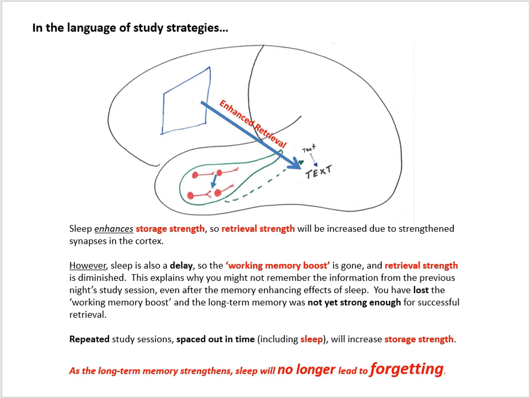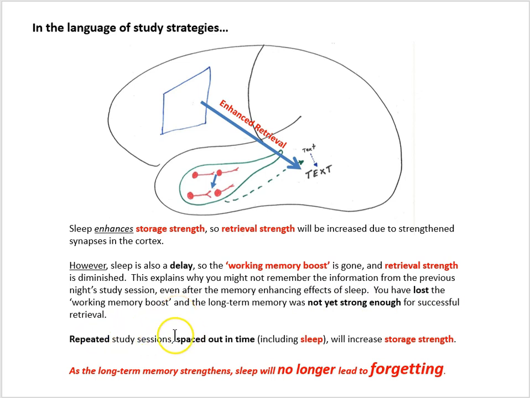Now, in the language of the psychology folks, sleep enhances storage strength due to system consolidation, so retrieval strength will be increased due to the strengthened synapses in the cortex. However, sleep is also a delay, so the working memory boost is gone and retrieval strength is diminished. And this explains why you might not remember the information from the previous night's study session. Even after the memory enhancing effects of sleep, you've lost the working memory boost, and the long-term memory was not yet strong enough for successful retrieval.